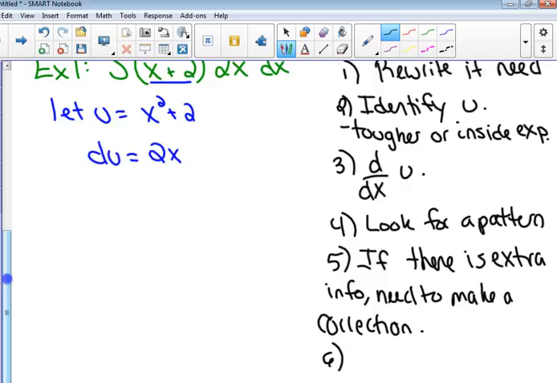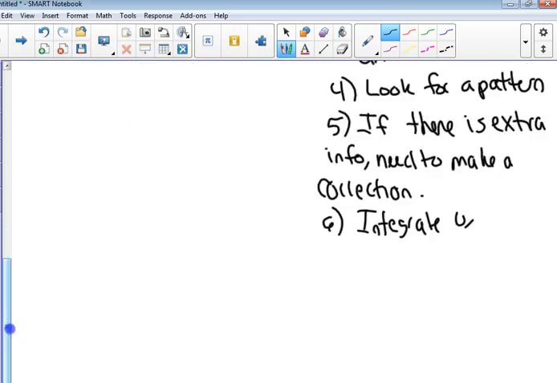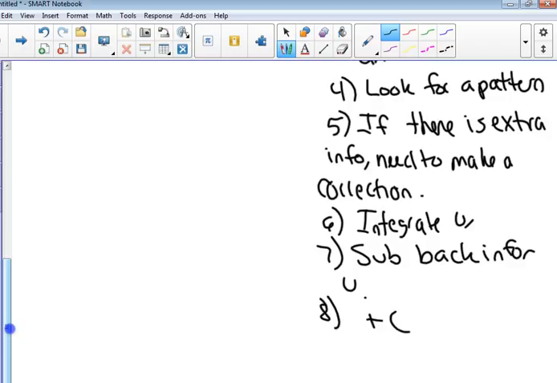Right, then 6 is going to be integrate. So we're going to integrate u, and then sub. Integrate u. Oh, it's going to go down. Right, and 7, we're going to sub back in for u. And the last one is remember your plus c.